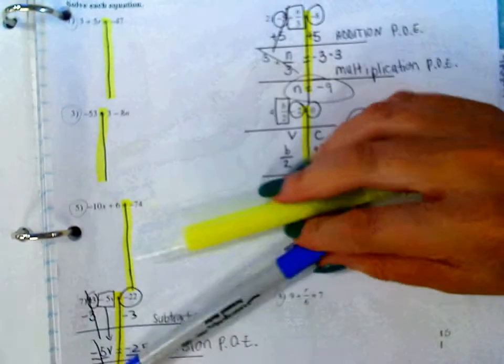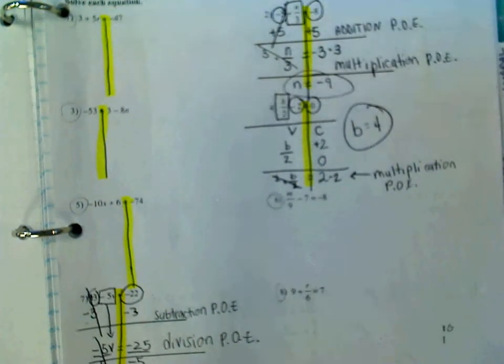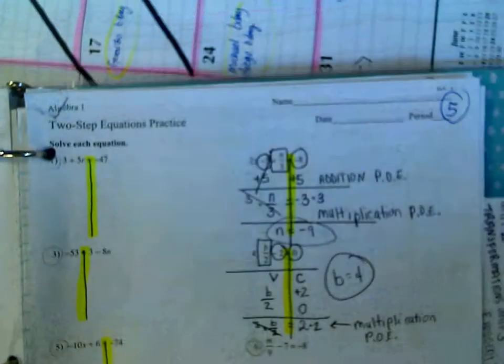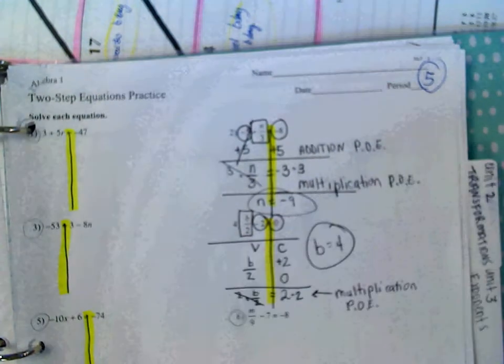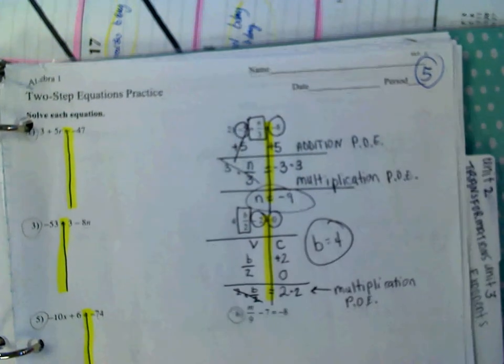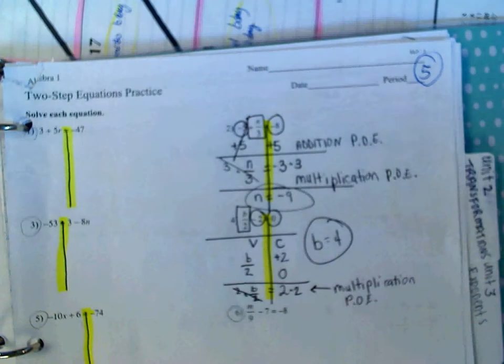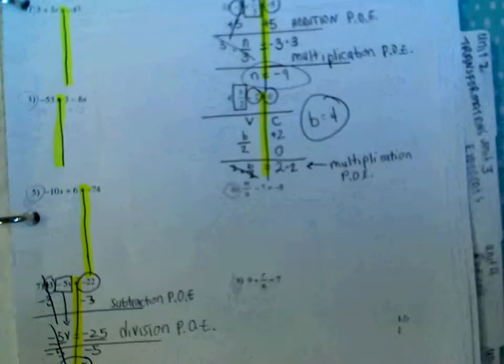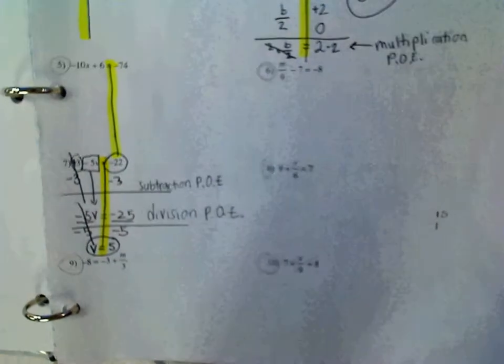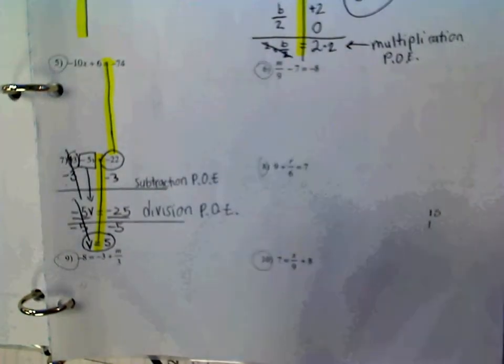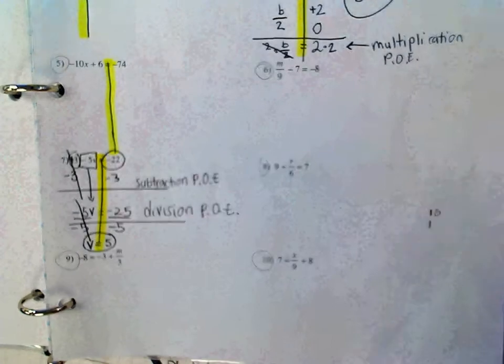Hi guys, good afternoon. Today we're going to be working on page 5 in our binder, so I'll give you a second to get there. You will need something to write with, and you will need your highlighter if you have one. We're going to start on number 6.